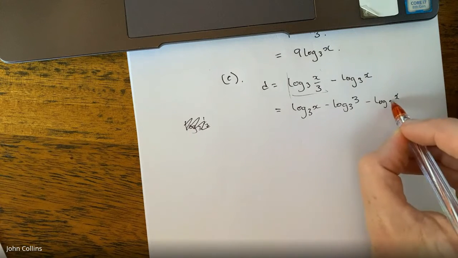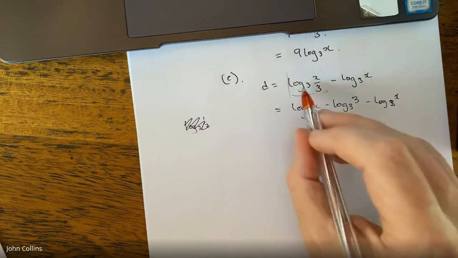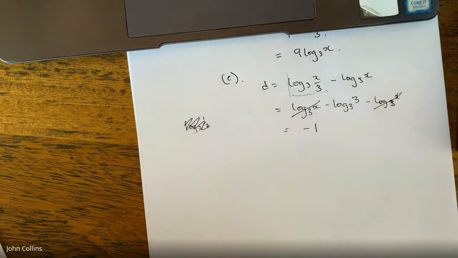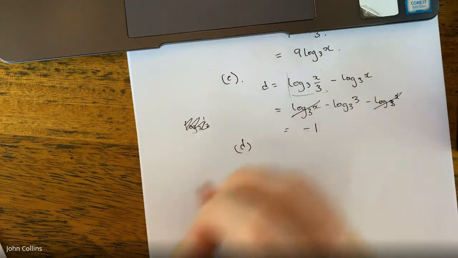Same thing. You just applied it to here, and I just split that up. So that cancels with that, and that gives me minus 1. Log 3 to the 3 is, of course, 1. Okay, so part D then is a show that, so I'll do that.